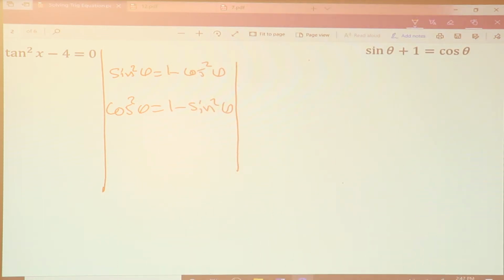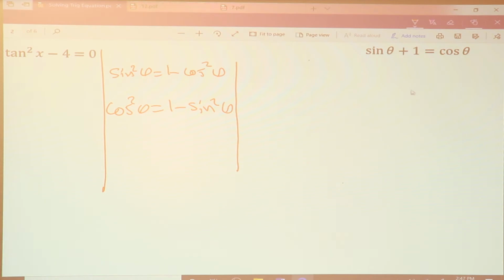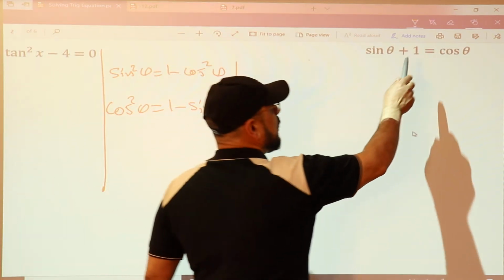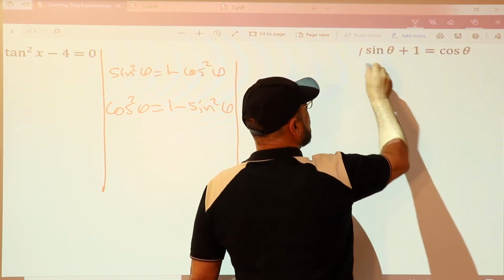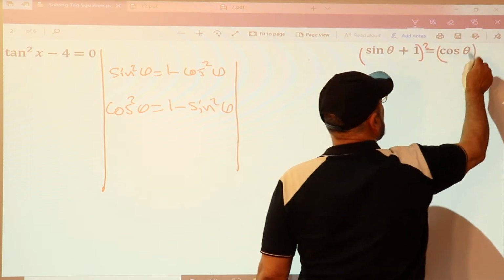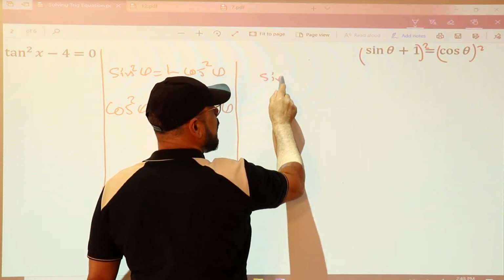Now, I don't have sine squared or cosine squared in my problem, right? What I'm going to do is square both sides of the equation. You see this equation here? I'm going to square it.